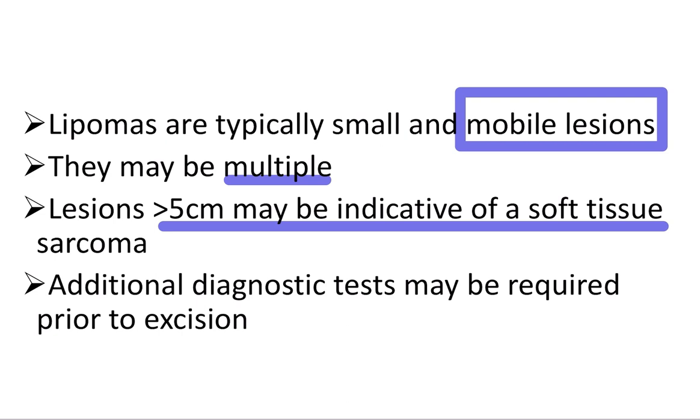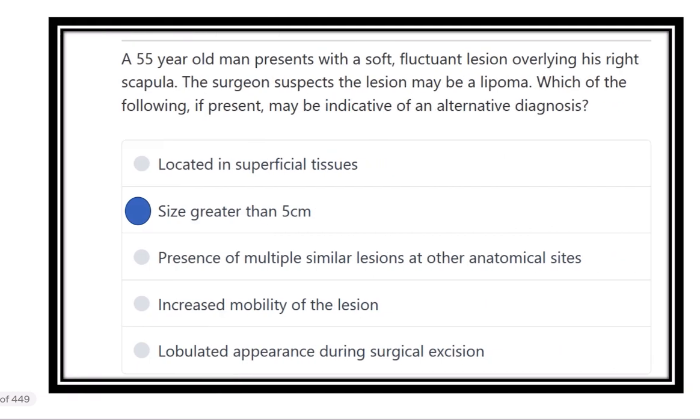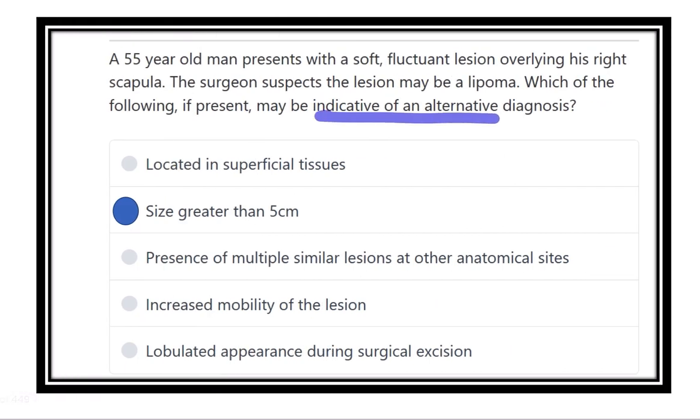Additional diagnostic tests may be required prior to the excision. So sometimes before the excision, we can do FNAC or trucut biopsy for the diagnosis. So which is indicative of an alternative diagnosis? That means the surgeon suspects it is a lipoma, but it may be a liposarcoma. So what is the feature? This feature: when it is greater than 5 centimeter.